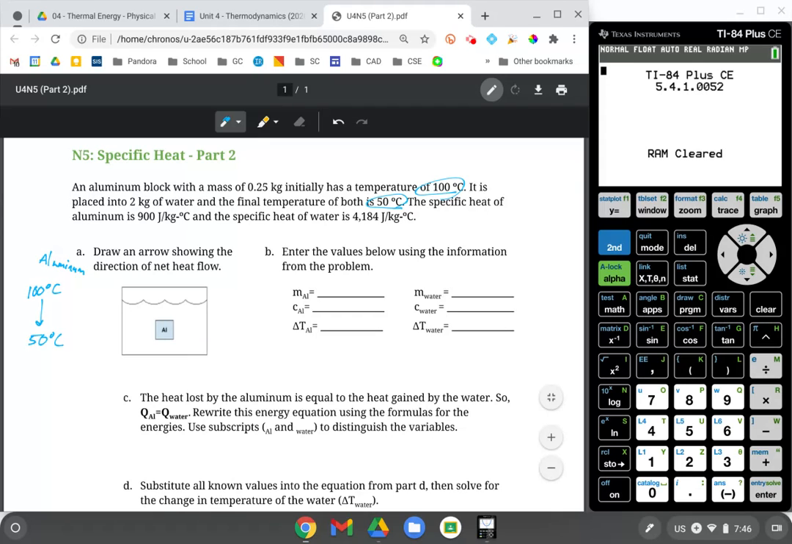Because the temperature of the aluminum drops, that means that heat must have been leaving it, because the average kinetic energy of the particles in the aluminum block lowered, and so it lost energy. So in part A, I'm going to draw arrows out of the aluminum block into the water, because that's the direction that the heat flowed. Then we can start filling in the values from the problem.